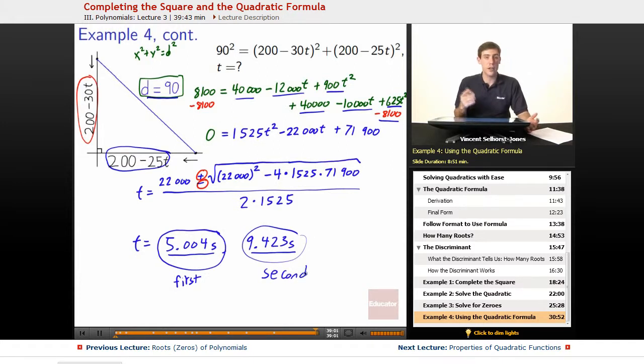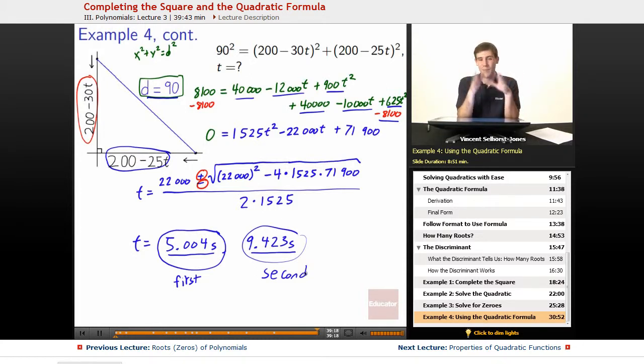Now, it's quite likely that a question phrased in this way would only be asking for the first one, but we are actually able to find out both of the times that they are 90 meters away, assuming they maintain constant speeds and straight roads. Pretty cool. All right, hope you've got a good sense of how to complete the square and how important and useful the quadratic formula can be.